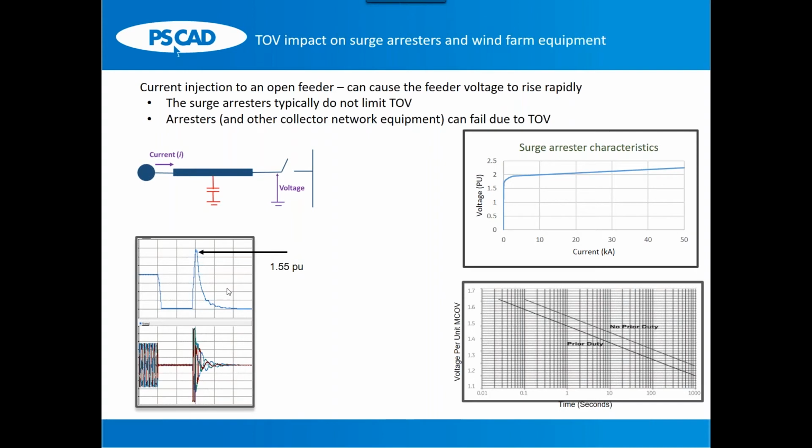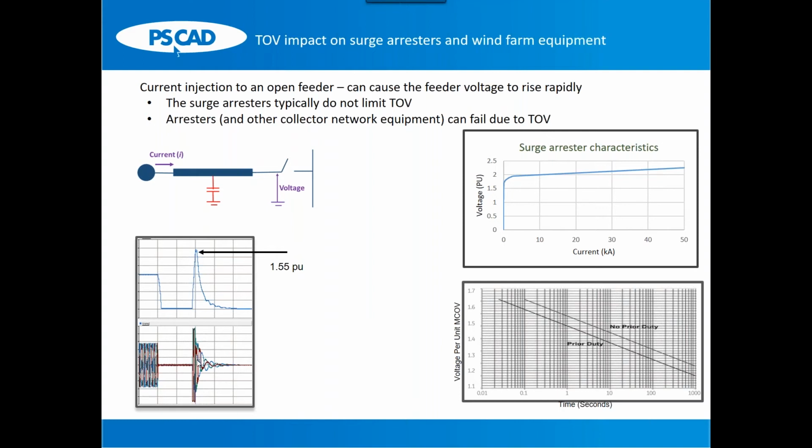So you would do a PSCAD study, look at the voltage, look at the magnitude and the decay characteristics, and compare with the capability curves of equipment. That's how you set about deciding or verifying if you have a TOV issue or not.